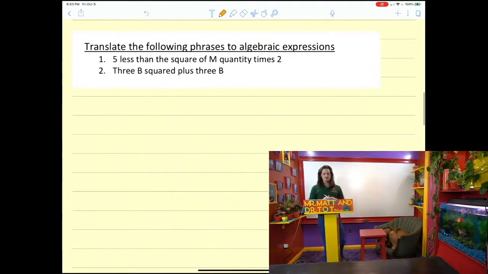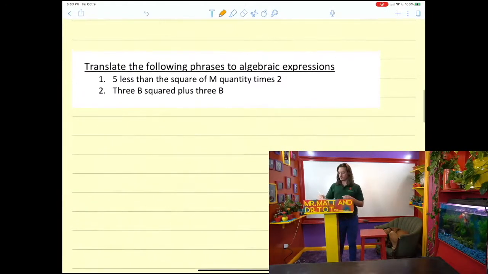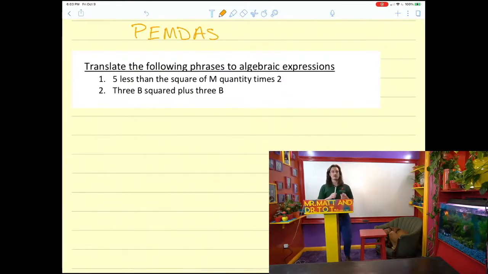If there's any confusion about what you should do first, remember to always follow the order of operations, PEMDAS. So you have parentheses, then exponents, then multiplication, division, then addition, subtraction. Okay, so I'm going to give you 3 minutes. Please translate the following phrases to algebraic expressions. And I'll keep track of the time on the board and update it per minute.